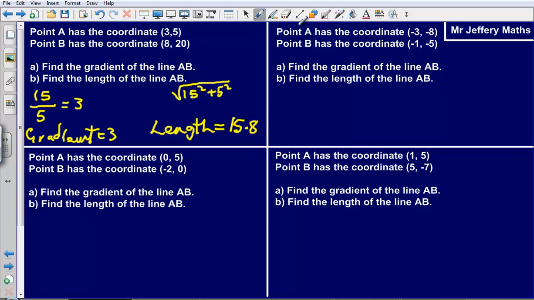Okay, next example. Point A has the coordinate -3, -8. Point B has the coordinate -1, -5. Find the gradient of the line AB. So here we can see that the y coordinate this time, well, we're moving up on the y coordinate. So we're moving up by 3. And in the time that it's taken us to go from -8 up to -5, we have moved along from -3 to -1. So we've moved along by 2. And so now we can say that that is the same as 1.5. And so our gradient is 1.5.